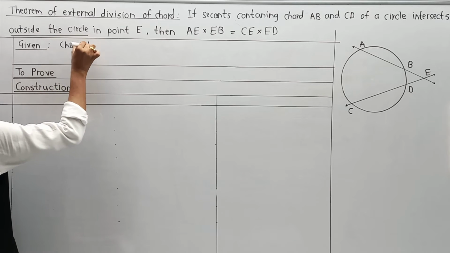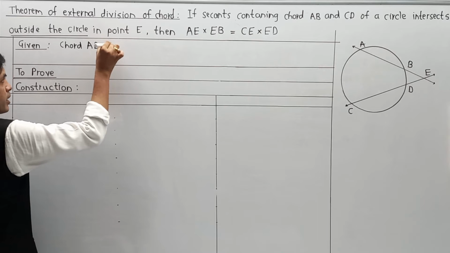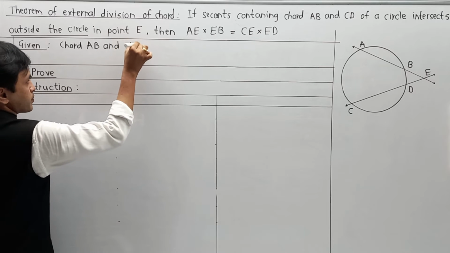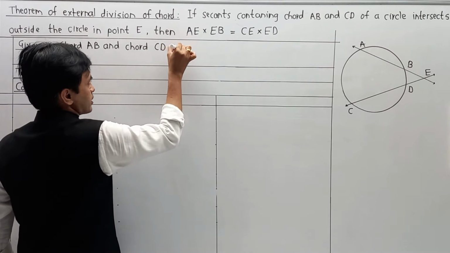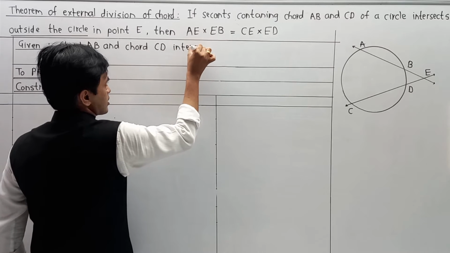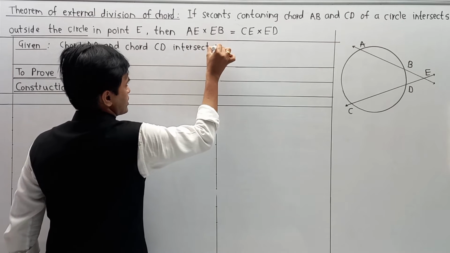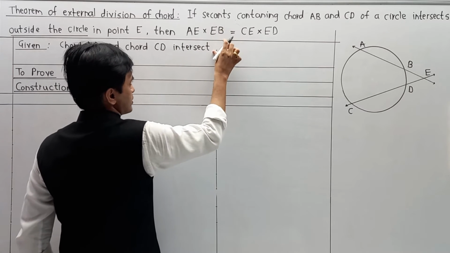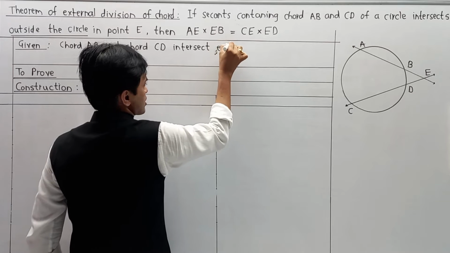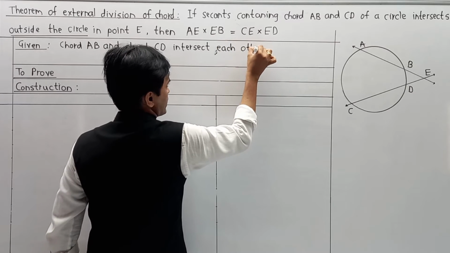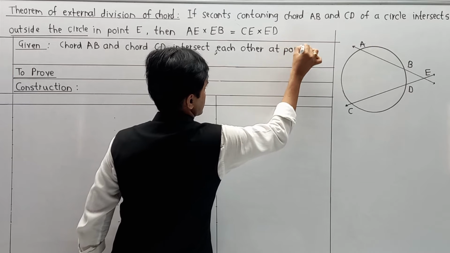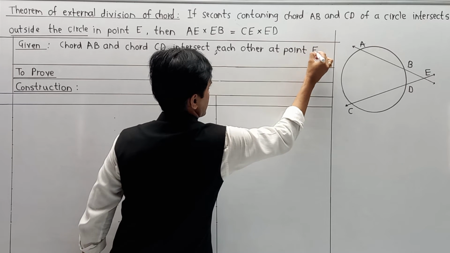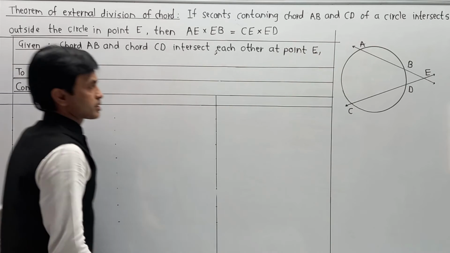So chord AB and chord CD intersect each other at point E, outside the circle.